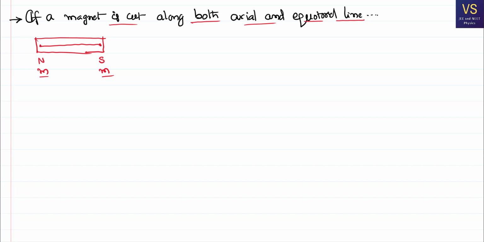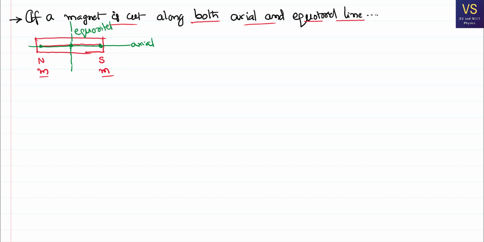Now you cut the magnet along the axial line. So what do you mean by an axial line? This is an axial line passing through the poles as well as the center. And simultaneously you cut it along the equatorial line also, the line perpendicular to the axial line and passing through the center of the magnet. You do both of them simultaneously. In the previous video we discussed each one separately. Now if you do both simultaneously, what happens? That's the point I would like to discuss.